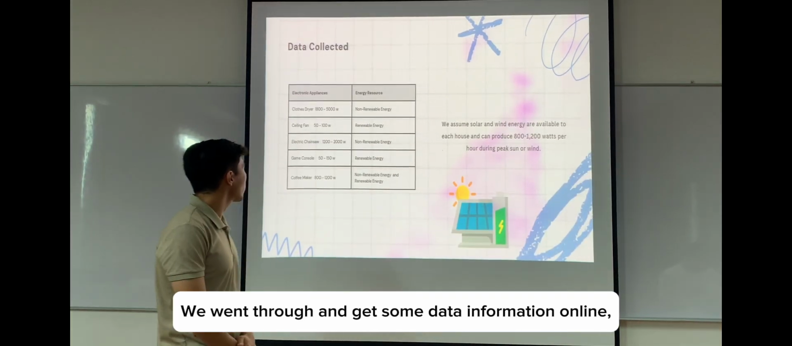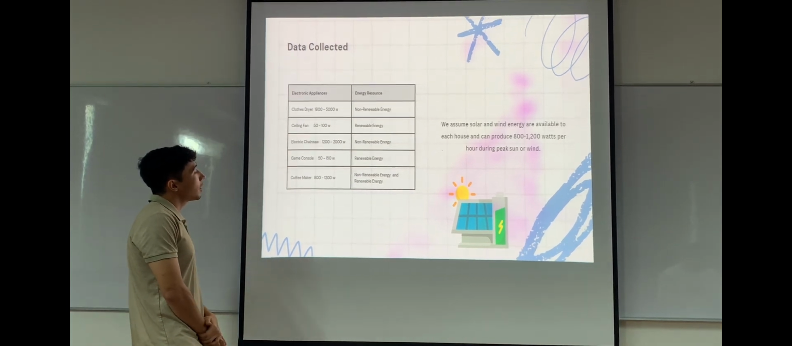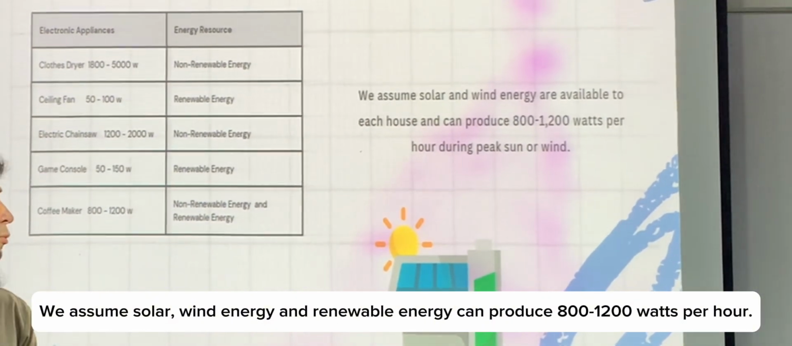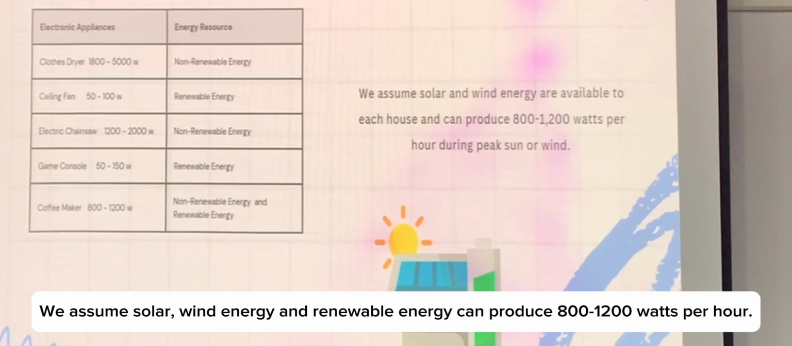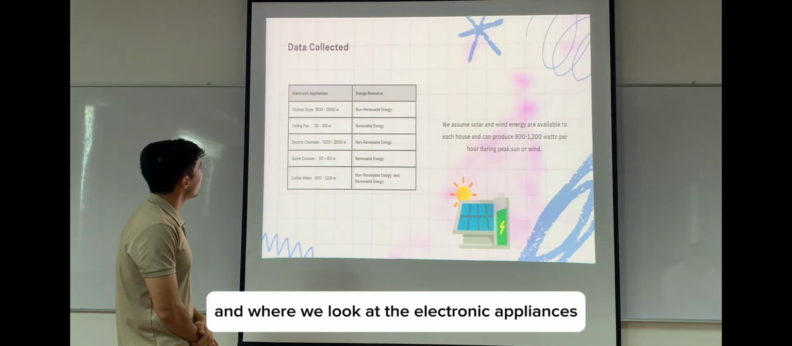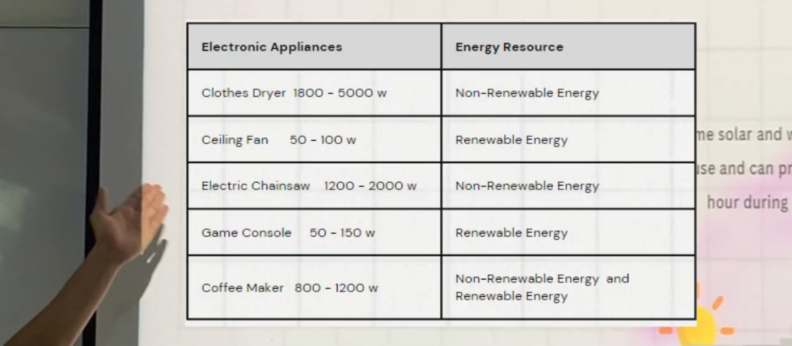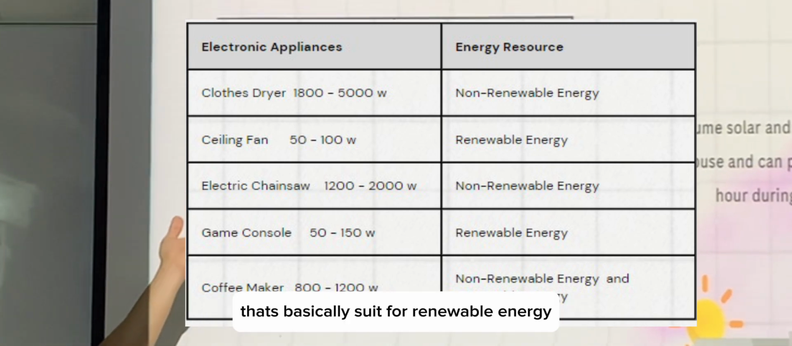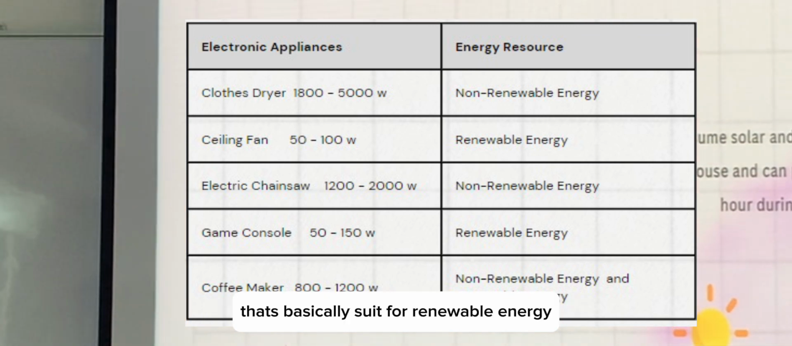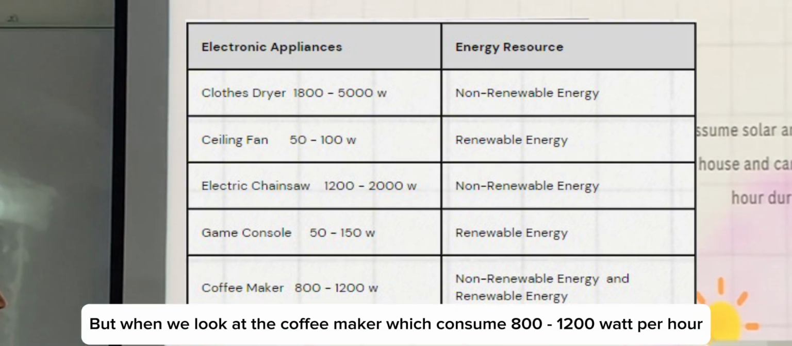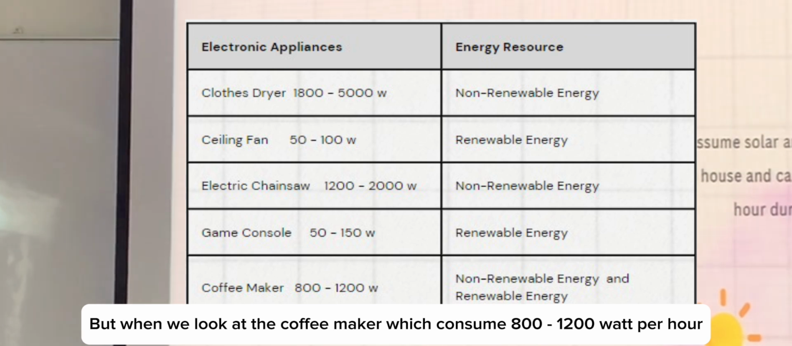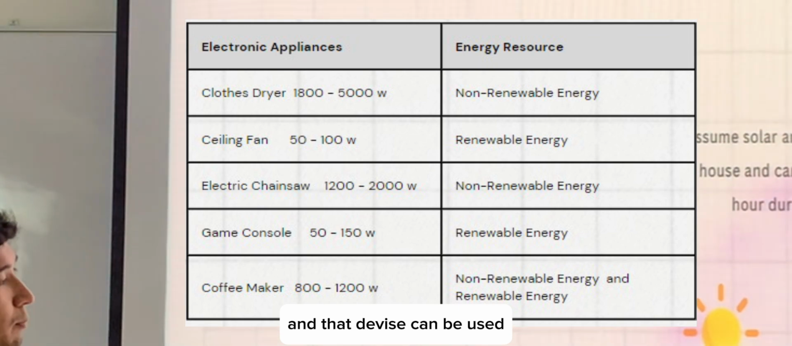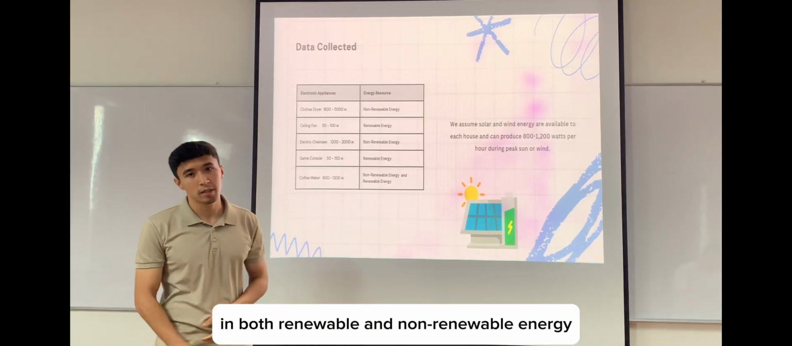And we went through and got some data information online. We assume that solar and wind energy, the renewable energy, can produce 800 to 1,200 watts per hour. And when we look at an electronic appliance like a ceiling fan, which consumes around 50 to 100 watts, that's basically suited for renewable energy. But when we look at the coffee maker, which consumes 800 to 1,000 watts per hour, that device can be used with both renewable and non-renewable energy.